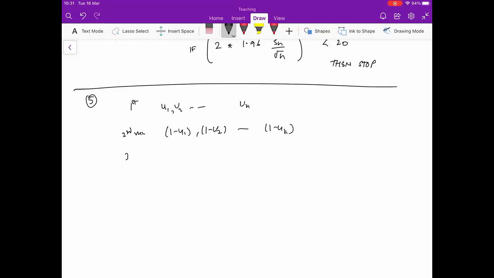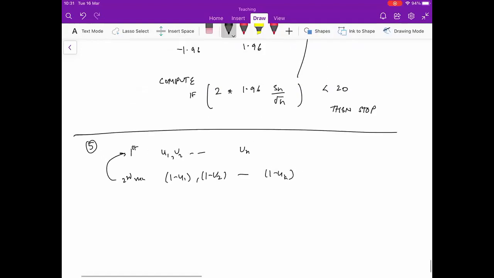And then the third run, you go back and repeat the whole thing. So essentially, for all odd numbered runs you use u1 through un, and for all even numbered runs you use 1 minus u1 through 1 minus un, and that should reduce the variance in your simulation, which means that this computation will terminate faster than if you just generate new random variables each time around. Okay, any questions about this?